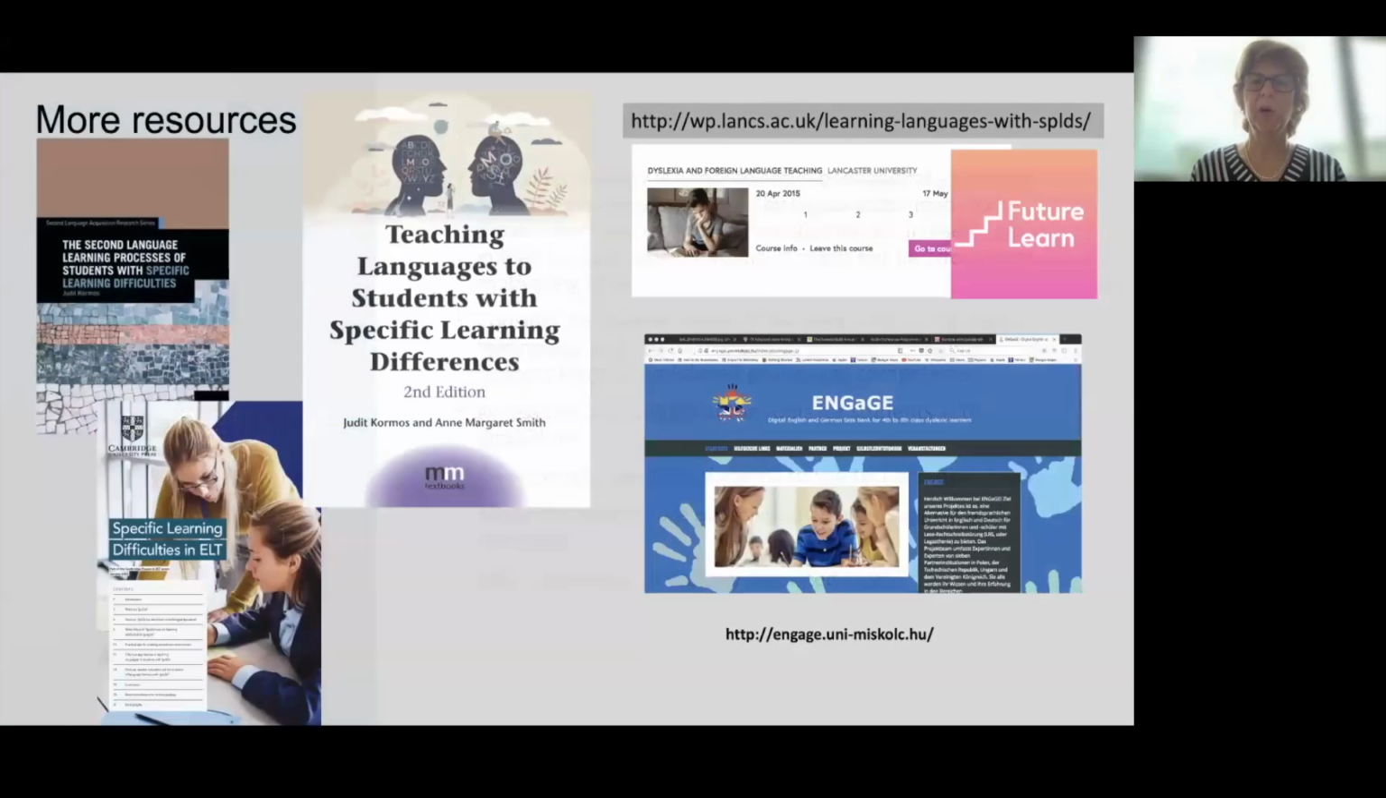Right? So here are some more general resources on my work on specific learning difficulties in English language teaching, and some teacher training materials, also our FutureLearn course, which is more about language learning for students with specific learning differences.